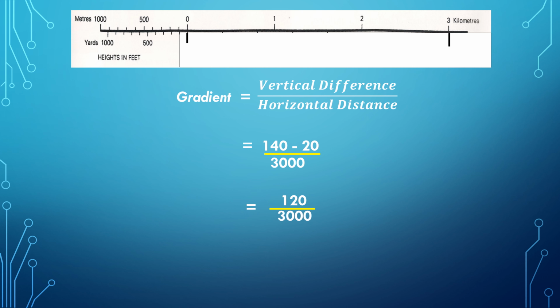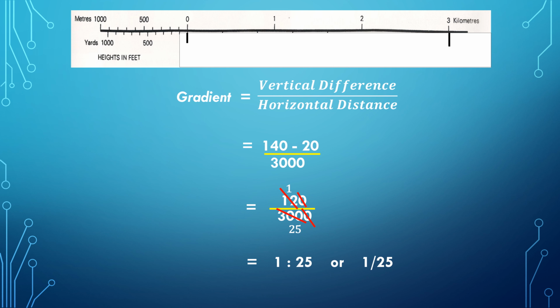3,000. Now we go ahead and we cancel our zeros, and then we say 12 into itself one time. 12 into 300 goes 25 times. Hence, our gradient will be 1 to 25, or 1 over 25.